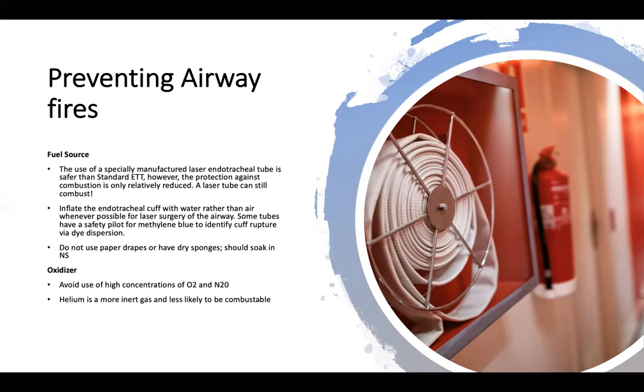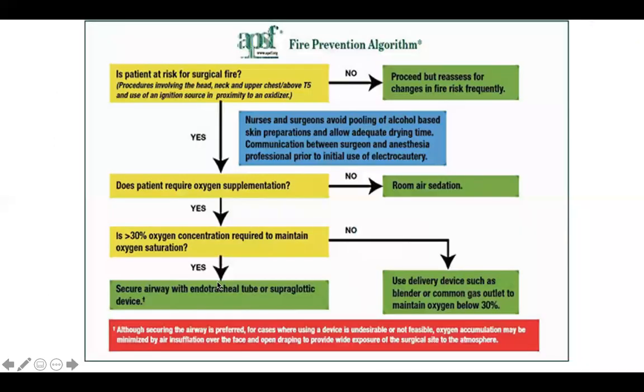Some other things about preventing airway fires: you never want to use paper drapes or have dry sponges. All the sponges in the surgical field should be soaked with normal saline. As for the oxidizer, avoid use of high concentrations of oxygen and nitrous. Helium, which is used in some centers in the form of heliox, is a more inert gas and is less likely to be combustible. This is a great schematic put out by the Anesthesia Patient Safety Foundation, the APSF, about the prevention of fires in the operating room.